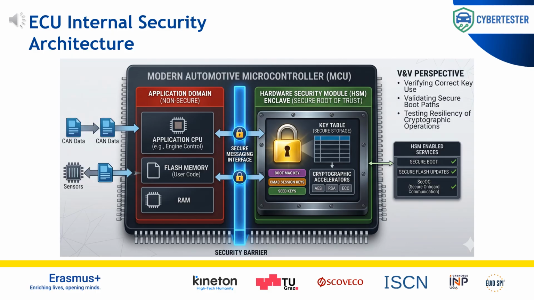Secure Boot uses those keys to verify the signature of the application code before it runs. If the code is tampered, the mechanism prevents the ECU from starting. Secure Communication, or SecOC, adds a message authentication code, a dynamic digital signature, to messages on the CAN bus. The HSM on the receiving ECU can then verify that the message really came from the trusted source and wasn't spoofed.